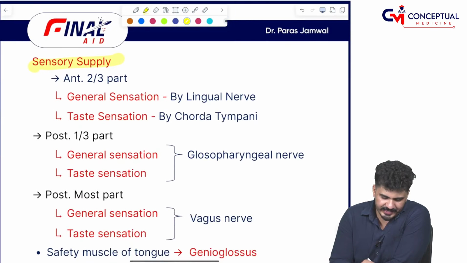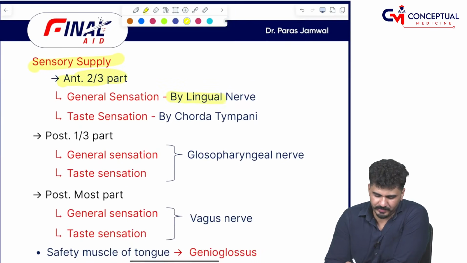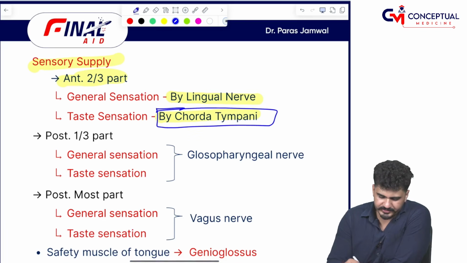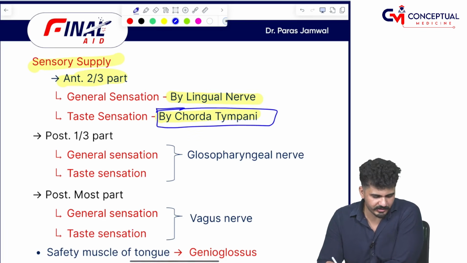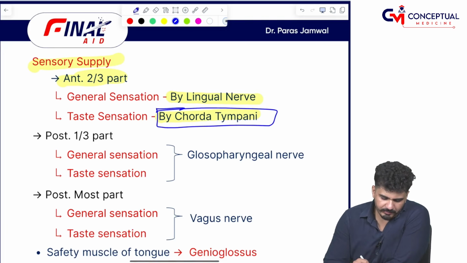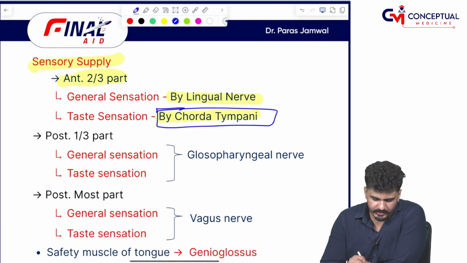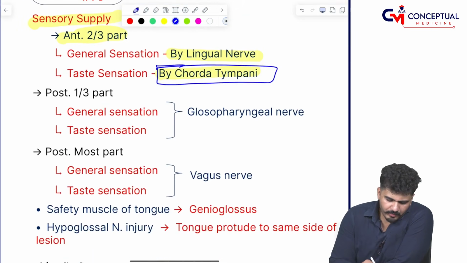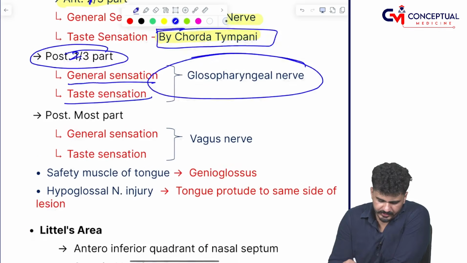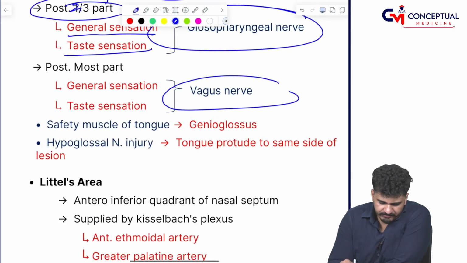Sensory supply. Let's see, for the anterior 2/3, general sensation is by the lingual nerve, and taste sensation is by the chorda tympani. Yesterday also we talked in the ENT class about the chorda tympani, which is a branch of the facial nerve only. So remember, general sensation is by the lingual nerve, taste is by chorda. For the posterior 1/3, general sensation and taste are by the glossopharyngeal nerve. Posterior most is by the vagus nerve.